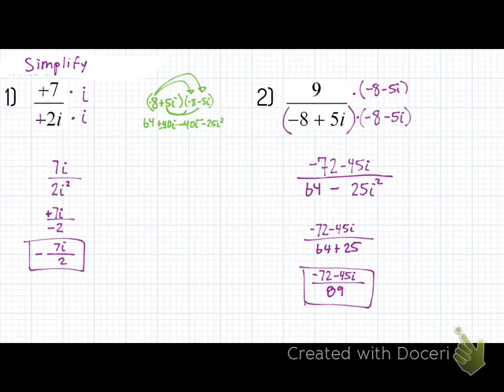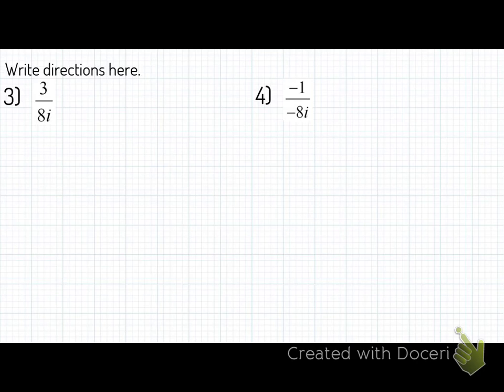So here we go, number 3. It's supposed to say simplify. Okay. Turn to your neighbors. Describe a strategy you would use to do this problem.